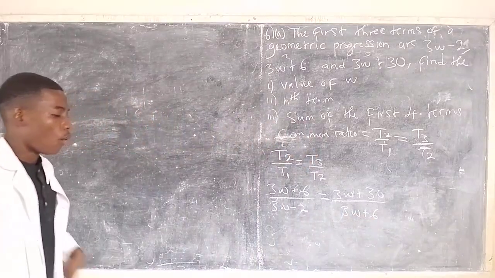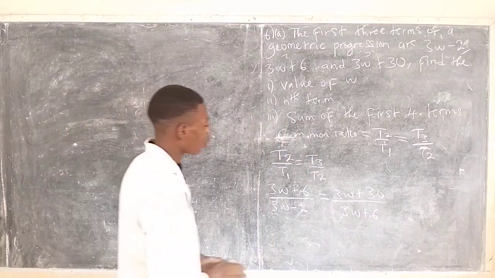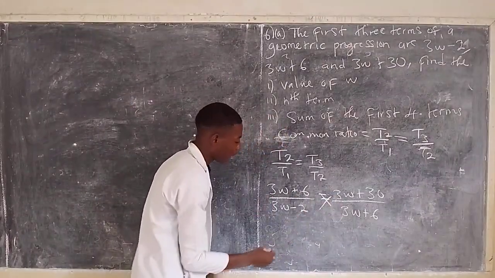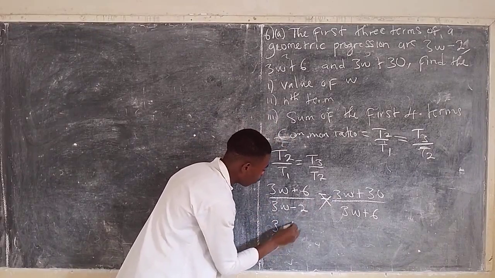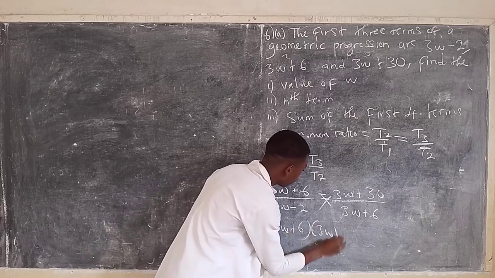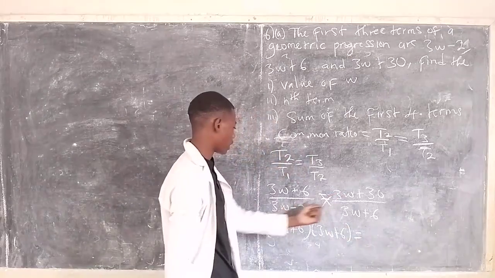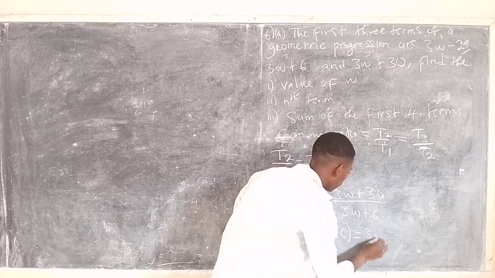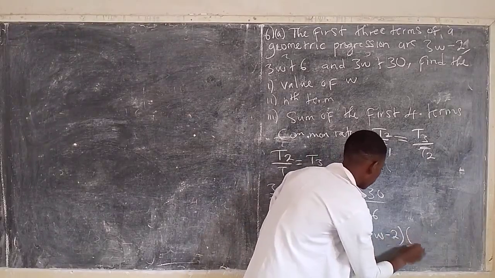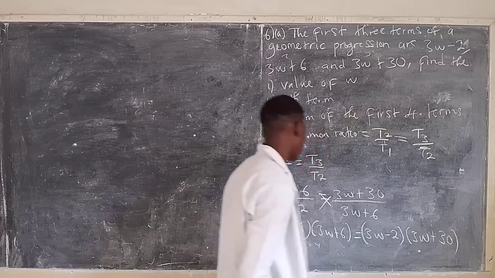Then, when working out problems like this, we are going now to cross multiply. So when we cross multiply, this will multiply that. So we have 3w plus 6, open bracket, 3w plus 6, should be equal to, as well as these two multiplying, we have 3w minus 2, we also have 3w plus 30, like that.